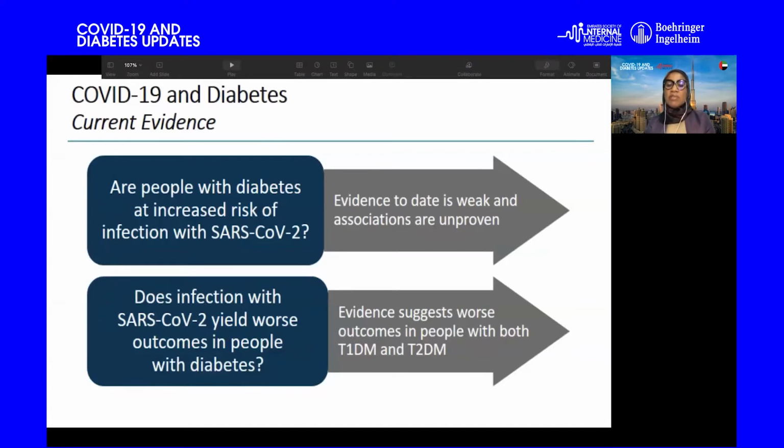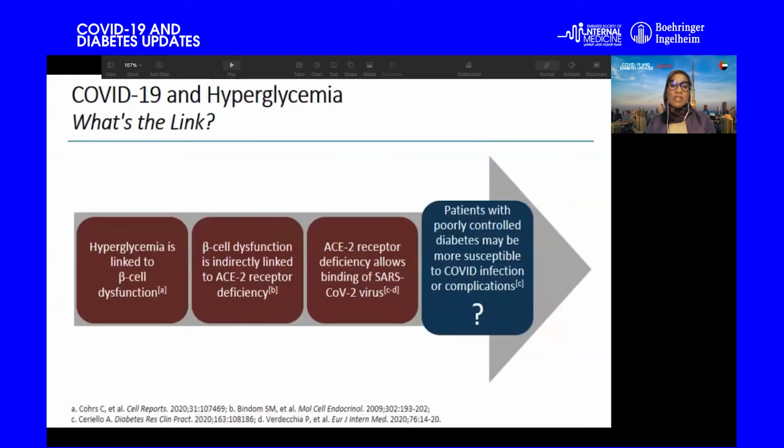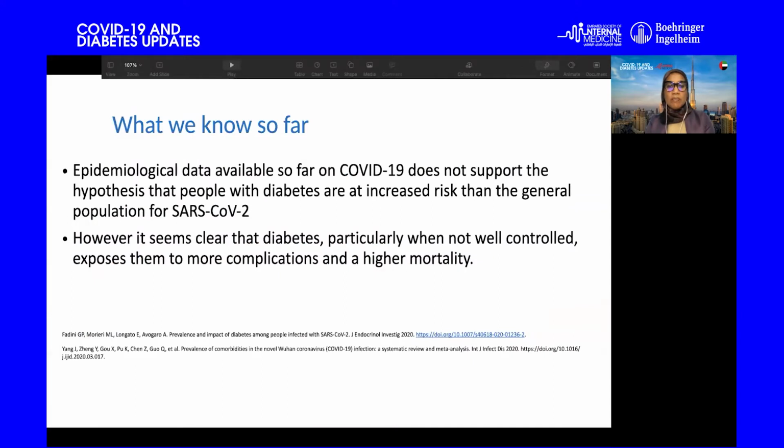And I will show you the evidence that suggests that yes, indeed, people with both type 1 and type 2 diabetes tend to have worse outcomes when they develop this infection. And this, of course, may be related to the hyperglycemia. It may be, of course, indirectly related to ACE2 receptor deficiency as well. So we'll try and look at that evidence more closely.